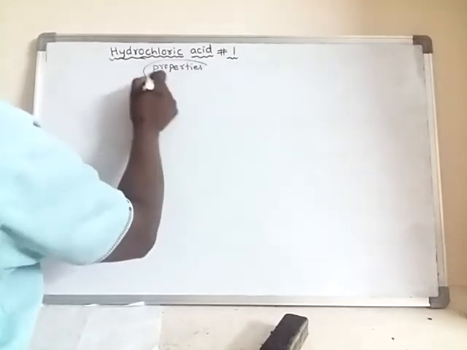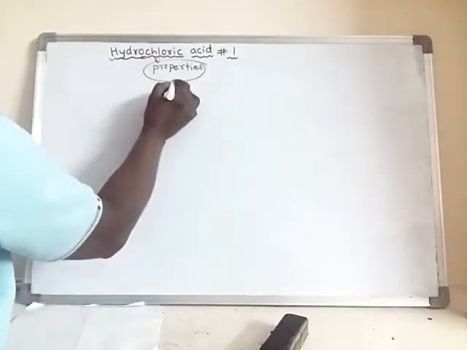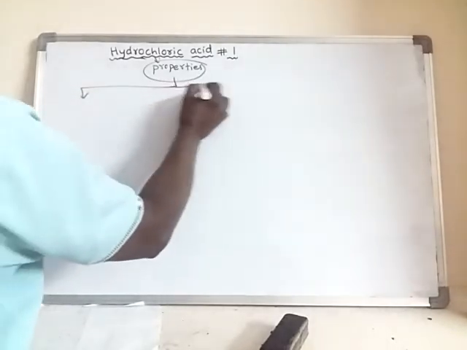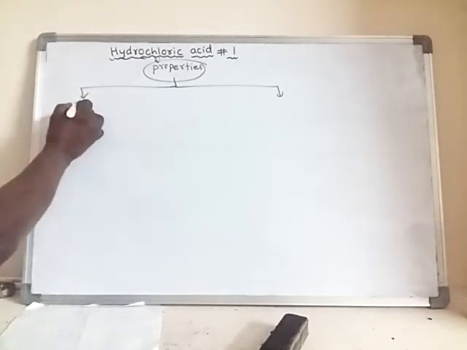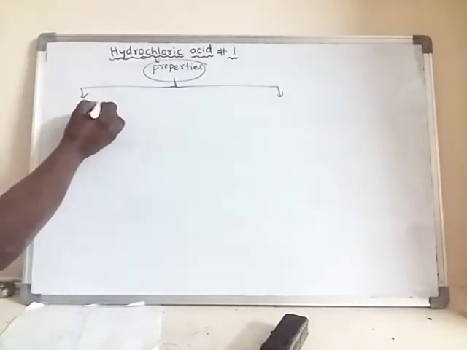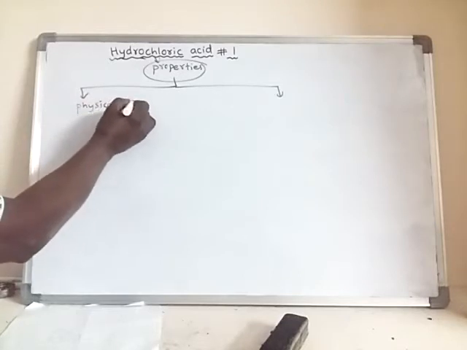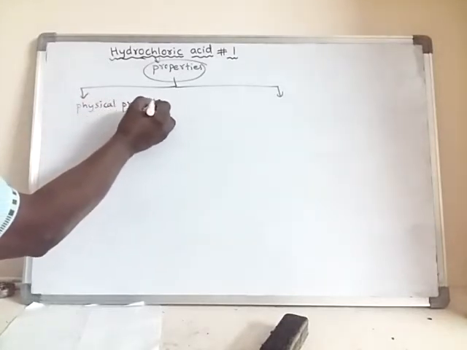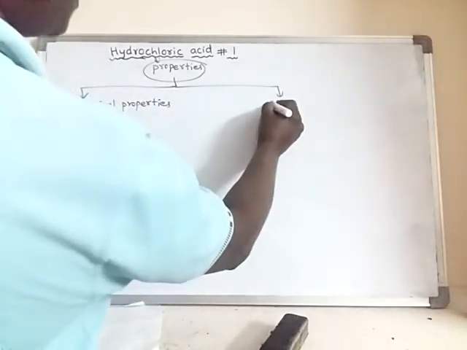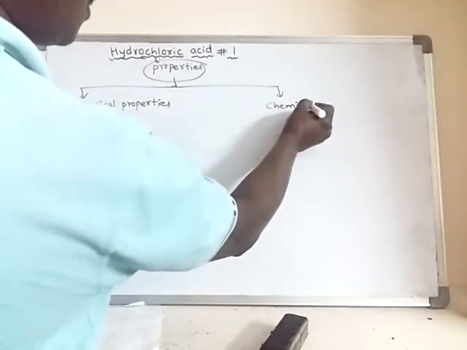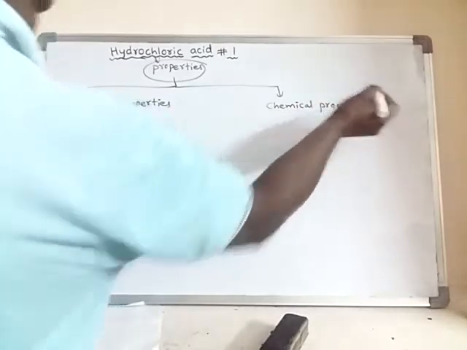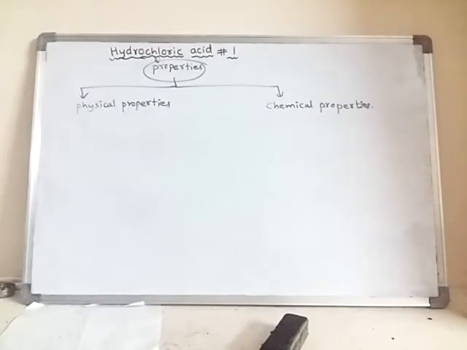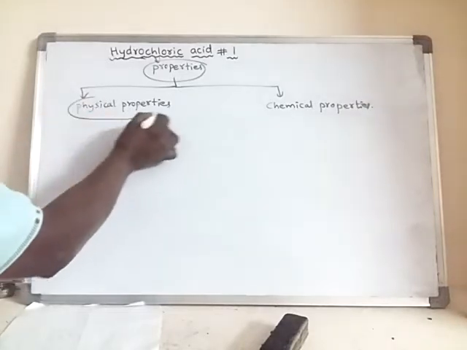Okay, so we learn the properties of hydrochloric acid. The properties can be broadly classified into two types: one is physical properties and another one is chemical properties. So first of all, we'll discuss the physical properties.